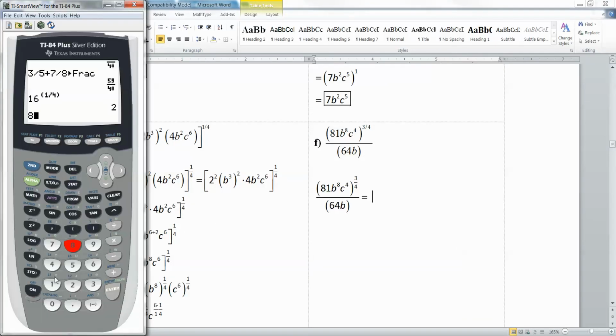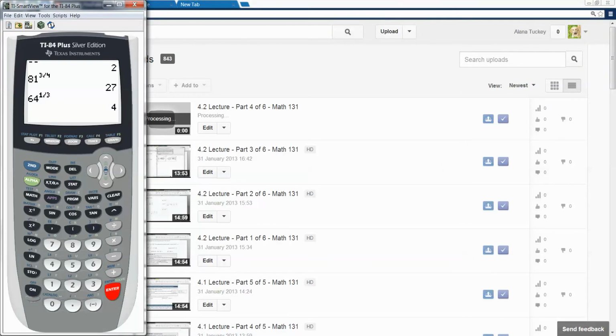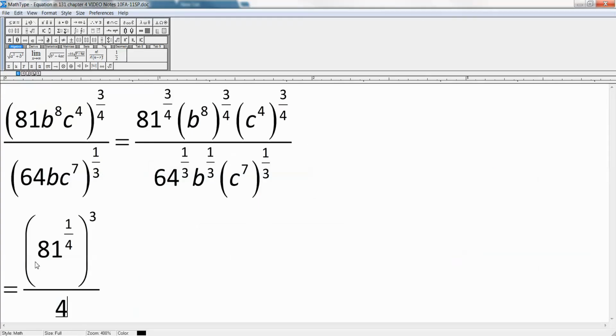Honestly, you can find 81 to the 3/4, and again, you might need to use parentheses to get the same number as me. It's 27. And then 64 to the 1/3, probably need parentheses around that power, unlike me, it's 4. So I just have those two numbers. Let's just put them in. It's more trouble than it's worth to write all this out. So 27 over 4, right?